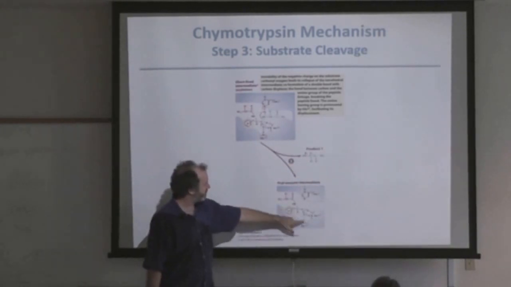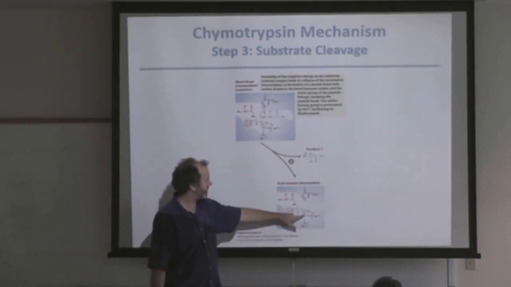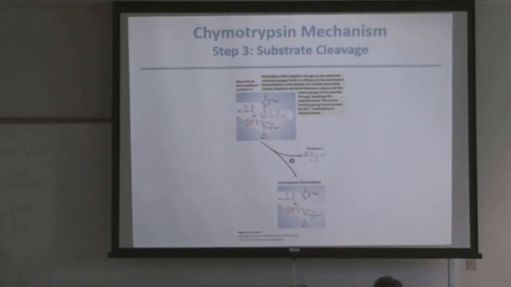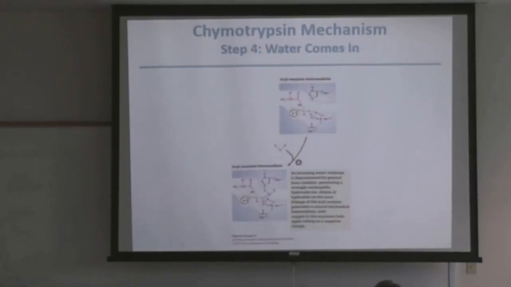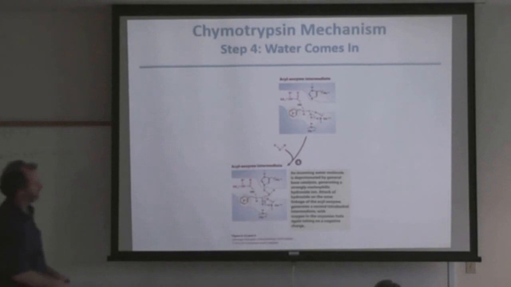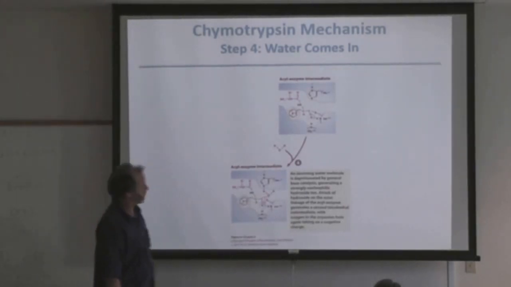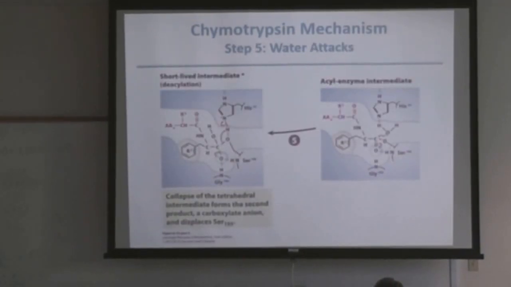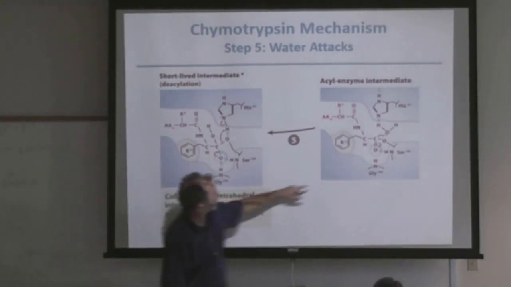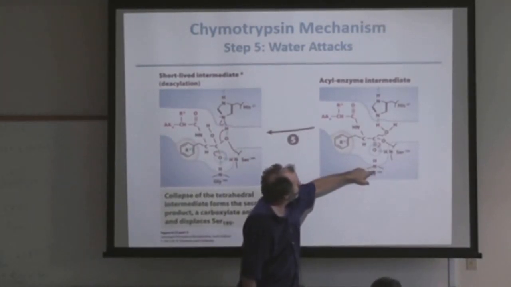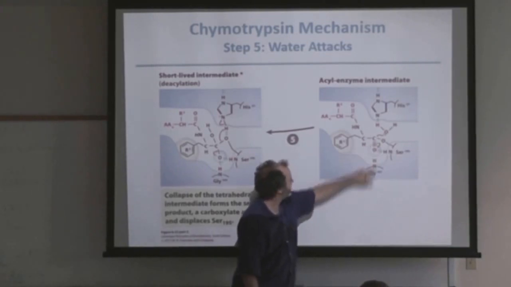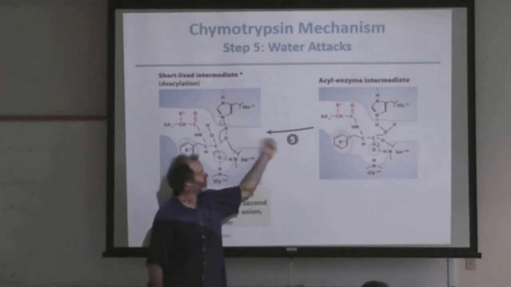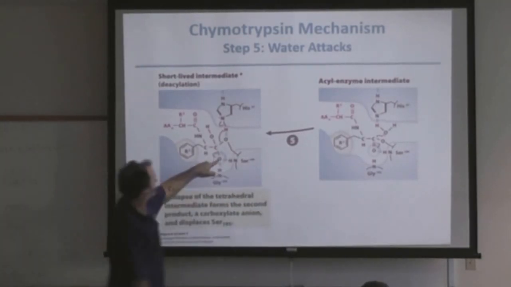The next step is water has to come in and hydrolyze the bond between the serine and the rest of the peptide. So it's an acyl enzyme intermediate. Water comes in, performs nucleophilic attack on the carbonyl. And again, you have a tetrahedral intermediate. It collapses. Wait, yeah, water attacks. Oh, I'm jumping ahead. The arrow's going this way. Water attacks. You form a new tetrahedral intermediate.